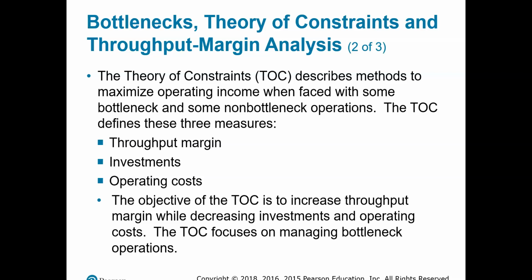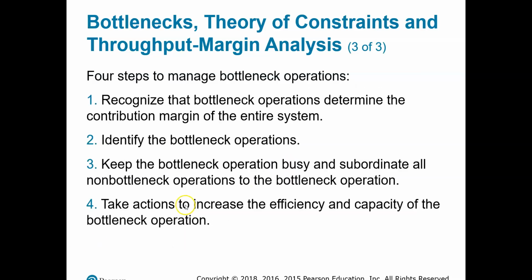And then operating costs are the cost of all operations other than direct materials to earn throughput margin. That would be such things as salaries, wages, rent, utilities, depreciation, and so forth in the production process. Now, the object of the theory of constraints is to increase throughput margin while decreasing investments and operating costs. We want to increase the amount of product that can go through while decreasing investments and keeping those as low as we can. Now, let's take a look at how to manage bottlenecks.